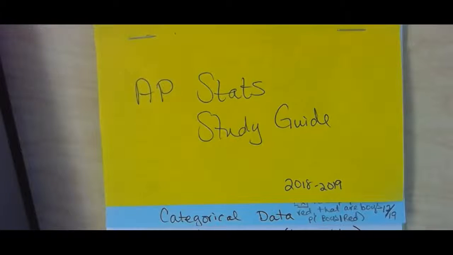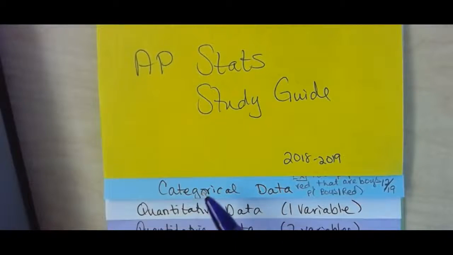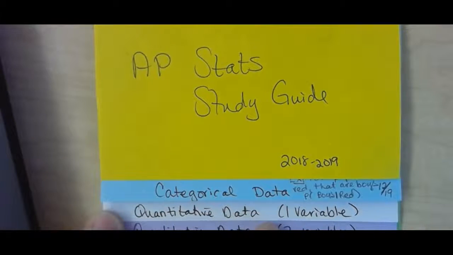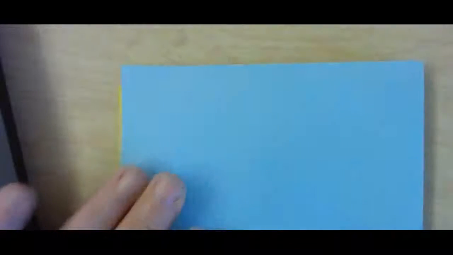Okay, so we're going to do another video today on our AP study guide for stats. We've done categorical data. This one is going to be for quantitative data. Make sure that you stop the video as we're going so that you can keep up and write the notes. Okay. All right, so find your quantitative data of one variable. Go ahead and open up, and we're going to go to the top.